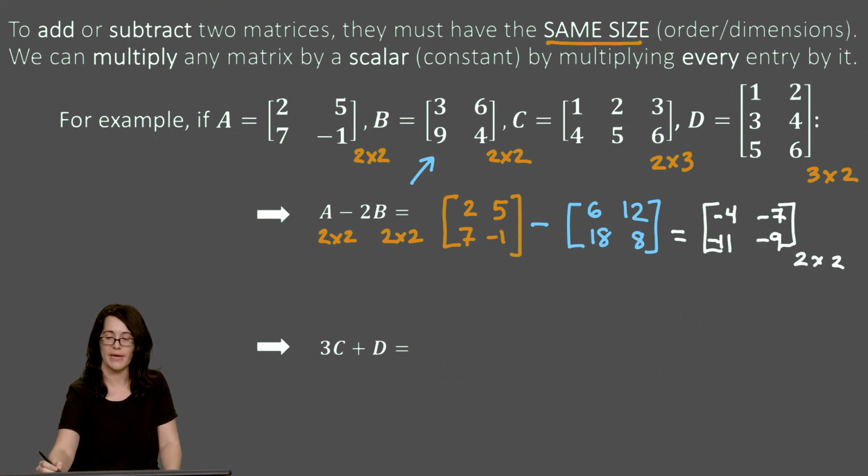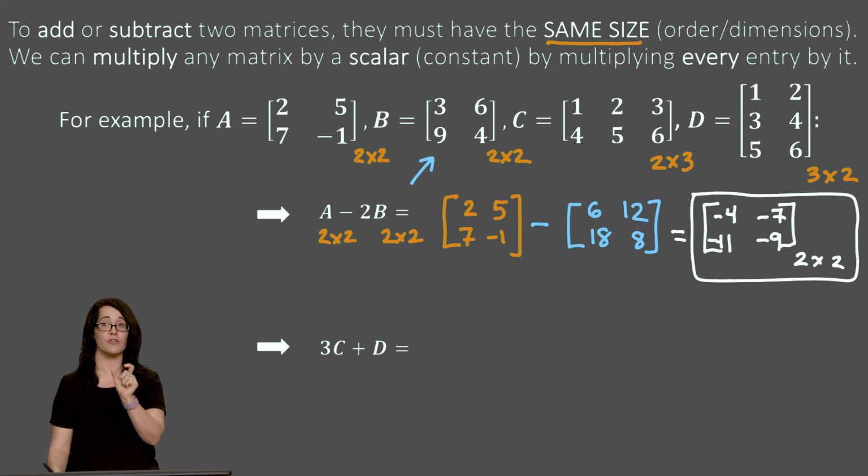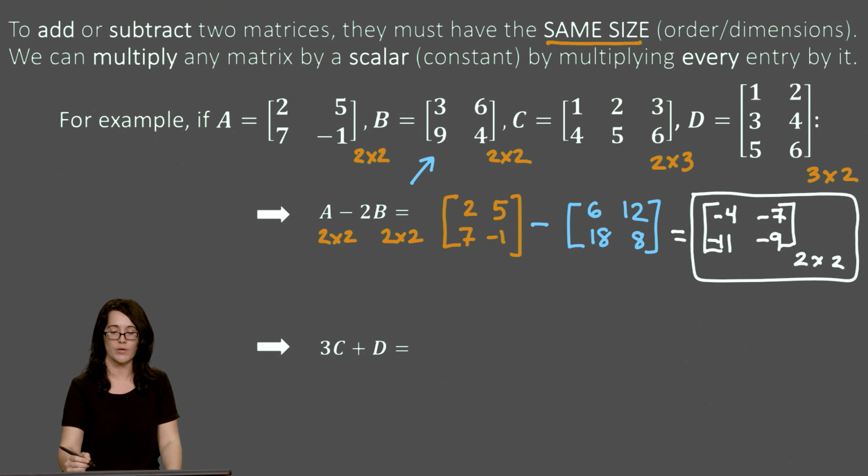So our new matrix is a 2 by 2 matrix that resulted from taking matrix A and subtracting the matrix we got when we doubled the entries of matrix B. So that is an example of matrix subtraction. Notice matrix addition would have worked exactly the same, only we would have added those entries instead of subtracting them. Okay, what about the next one? Is it possible to triple the entries of matrix C, so 3C, and add that to matrix D? Well, tripling the entries of matrix C is certainly possible.